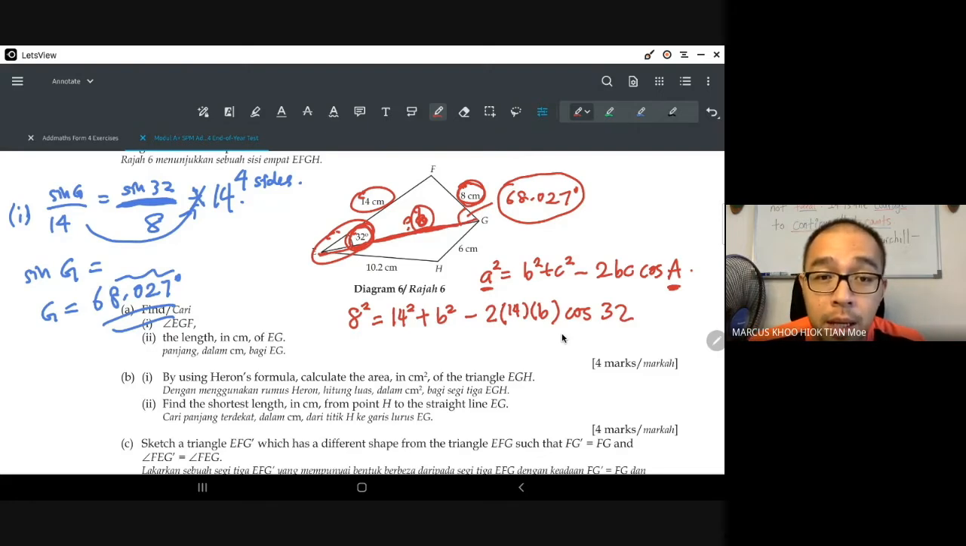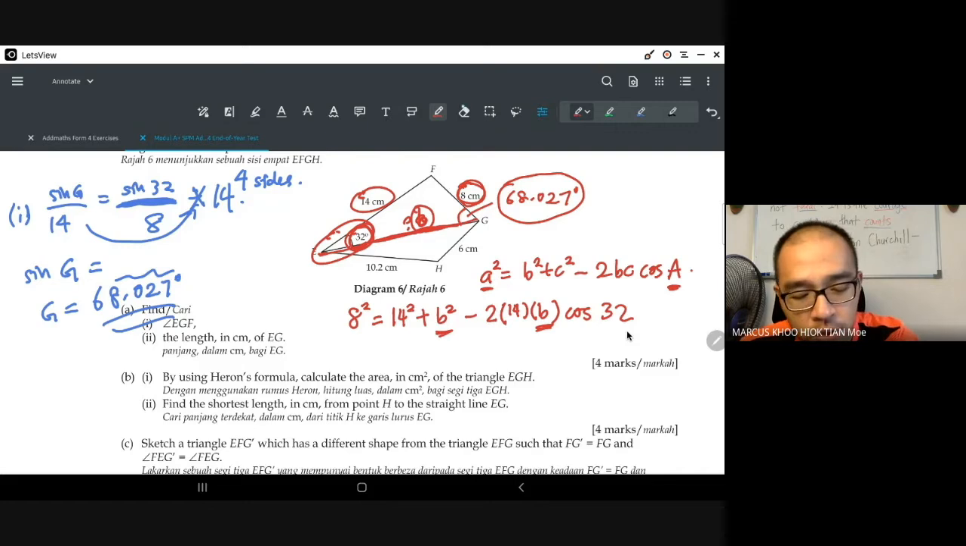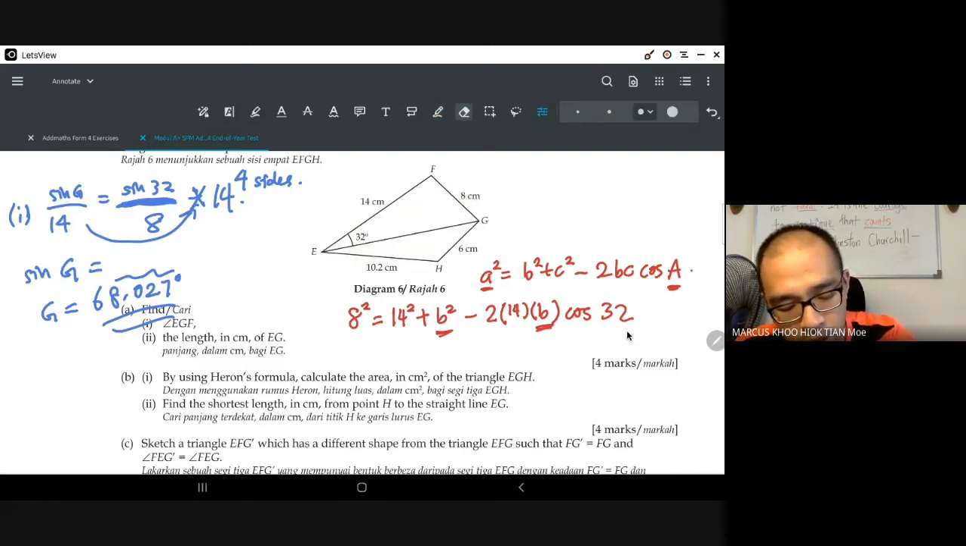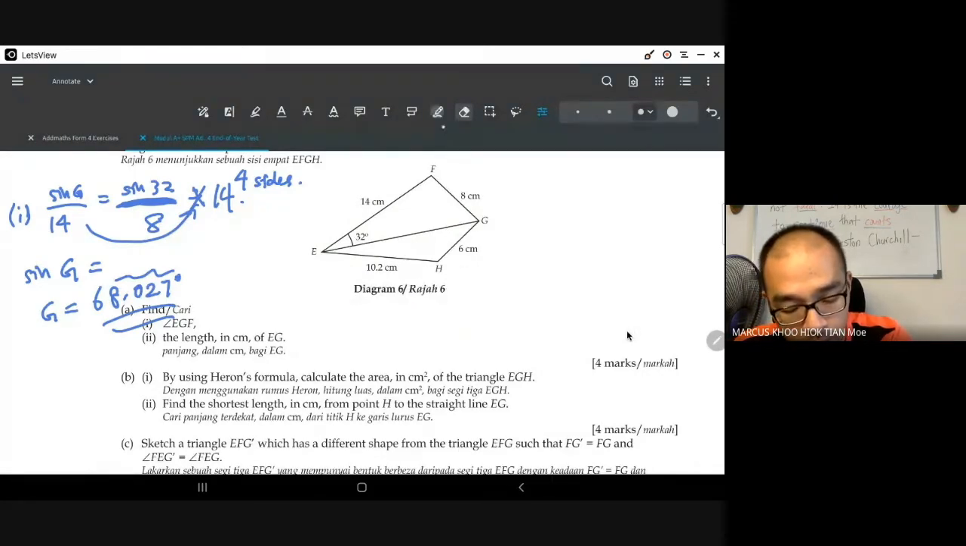2 times 14 times B cos 32. Hold on now, I think this is a slightly more difficult way to do this. Let's not do this, because there's a B squared and a B. B squared and B means you're going to have to do a quadratic equation. So not so good. Maybe we use the original method that I said just now. Use sine rule. Sine rule is easier because there's no square. Let me draw again.